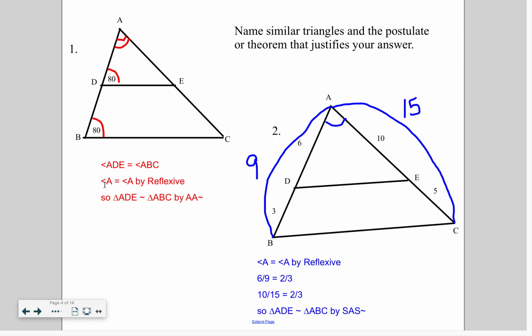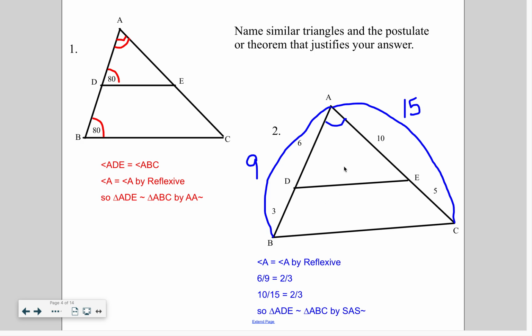So here are your answers. We have the 80-degree angles, so that's one set. And then angle A is shared by both triangles. So that's the reflexive property we've gone over. So that's congruent. So I have two sets of angles congruent. First one, second one. So I can say the triangles are similar by AA similarity.